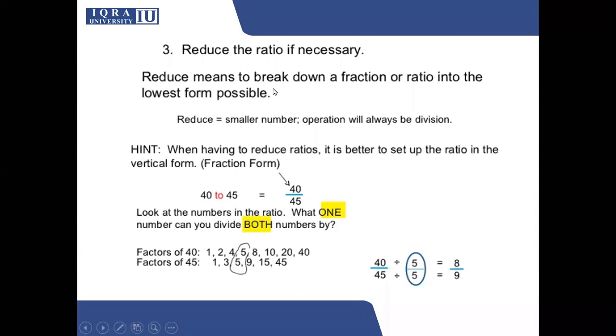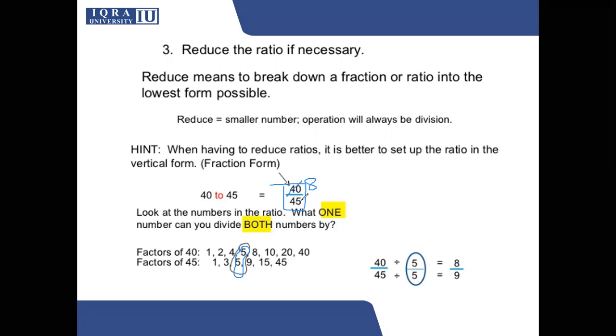How do you do that? You find the factors of 40. These are the factors of 40: 1, 2, 4, 5, 8, 10, 20, 40. And you find the factors of 45: 1, 3, 5, 9, and so on. So the highest common factor you find is 5. So you divide both of these numbers, 40 and 45, by the number 5. You divide 40 by 5, what do you get? 8. And you divide 45 by 5, you get 9. So 8:9, or 8/9. Basically, this is the reduced ratio.